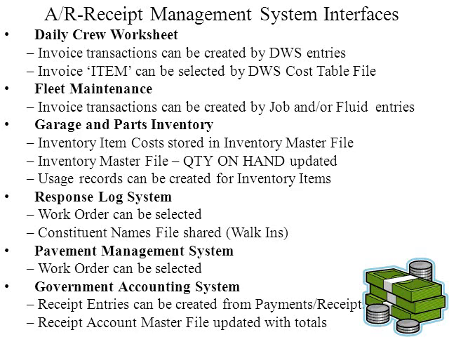The Accounts Receivable Receipt Management System may contain records created from Daily Crew Worksheet or the Fleet Maintenance public government software systems. When creating invoice records in the Accounts Receivable system, the item can be selected from the Garage and Parts Inventory Master File or the Daily Crew Worksheet Cost Table file. Invoice transactions may be tied to a work order in Response Log or Payment Management. Payments made on accounts can update the Government Accounting System receipts.